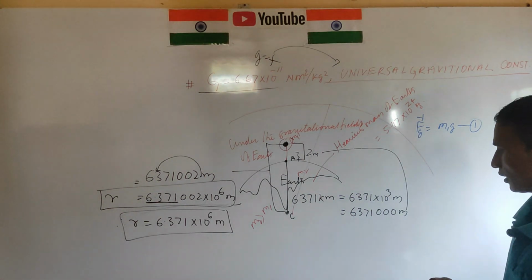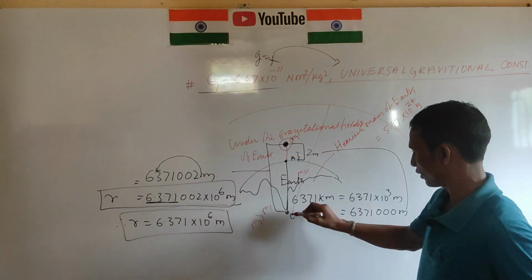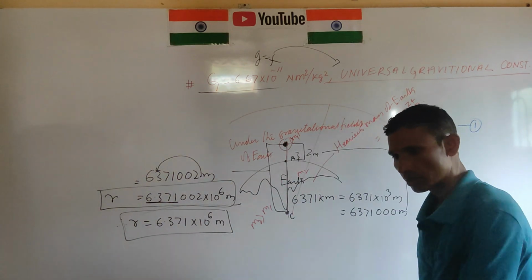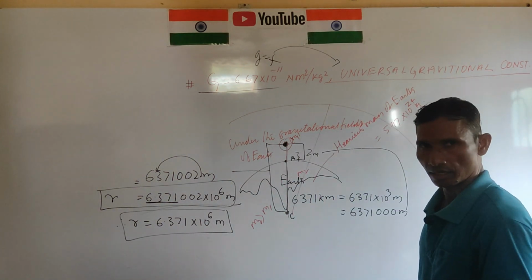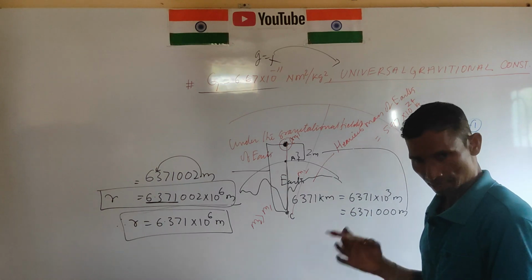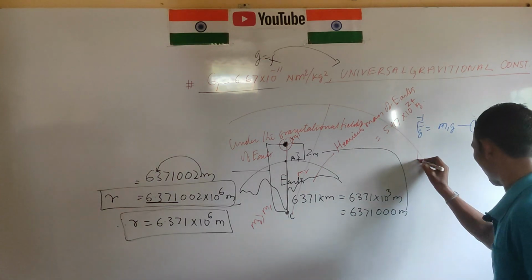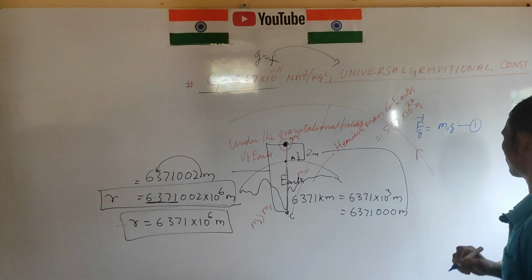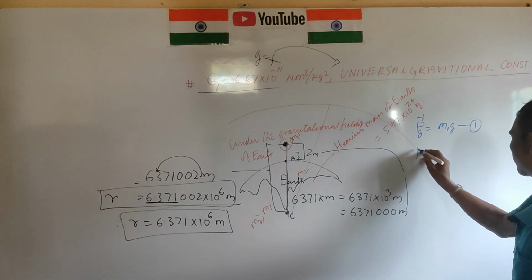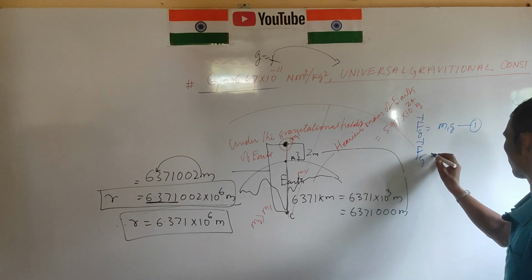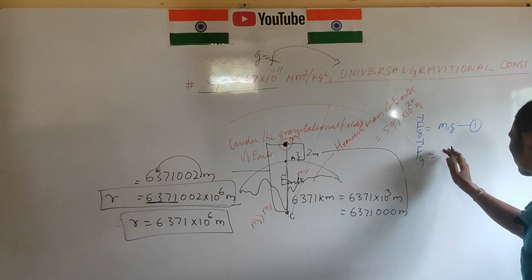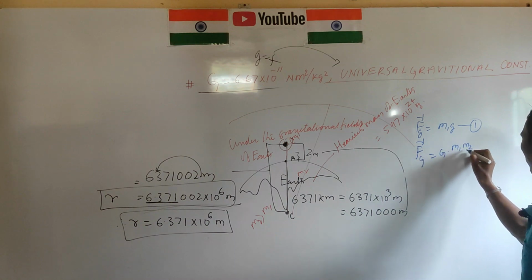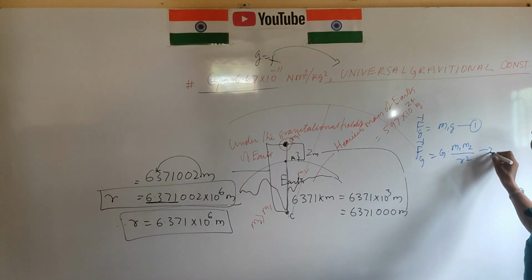Now here is the body, and at a distance r. The body is attracted toward the center of the earth by the earth. So the universal gravitational force is like this: capital G m1 m2 by r square, equation 2.